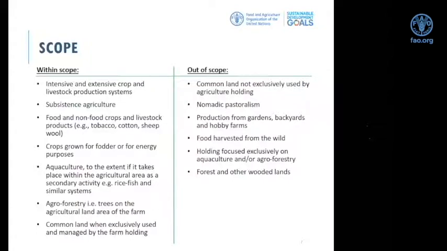What is out of scope is, of course, common land not exclusively managed by the agriculture holding, nomadic pastoralism, production from gardens, backyards, and hobby farms, food harvested from the wild, holdings focused exclusively on aquaculture or agroforestry, and lastly, forest and other wooded lands.